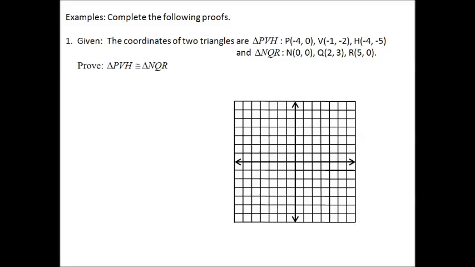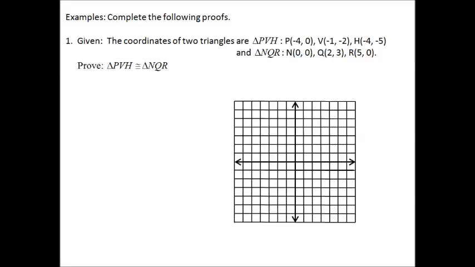Let's look at this example first. Complete the following proofs. So first we have something given. The coordinates of 2 triangles are: triangle PVH has the 3 points P at -4 and 0, V at -1 and -2, and H at -4, -5. And the triangle NQR has the points N at 0, 0, Q at 2, 3, and R at 5, 0.